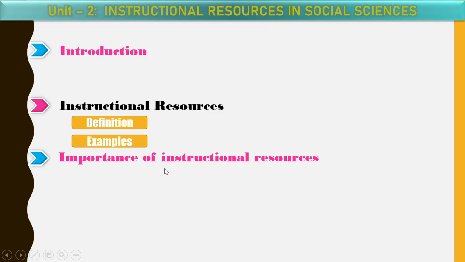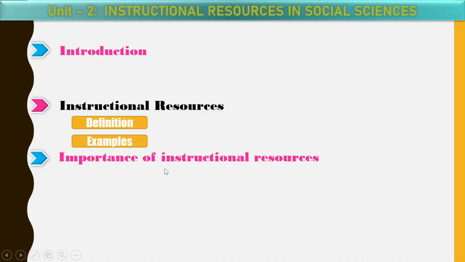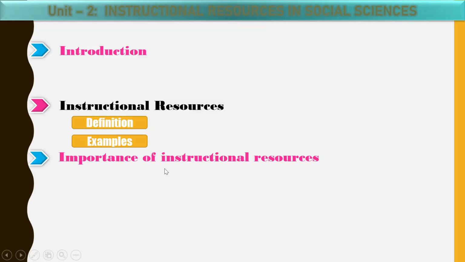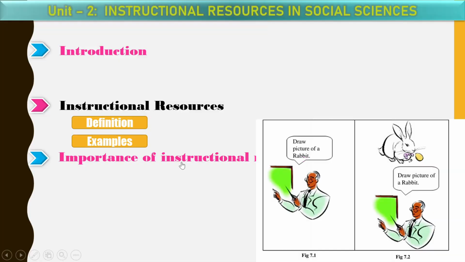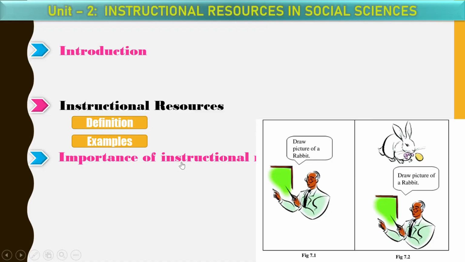Some observe and learn, some learn when they do it, when they get involved. So we have different learners in the classroom. Then obviously we have to use different materials to tackle the different learning styles of the students. So let's have a look at this image. What do you feel is the difference between these two images, figure 7.1 and figure 7.2? What do you feel is the difference?